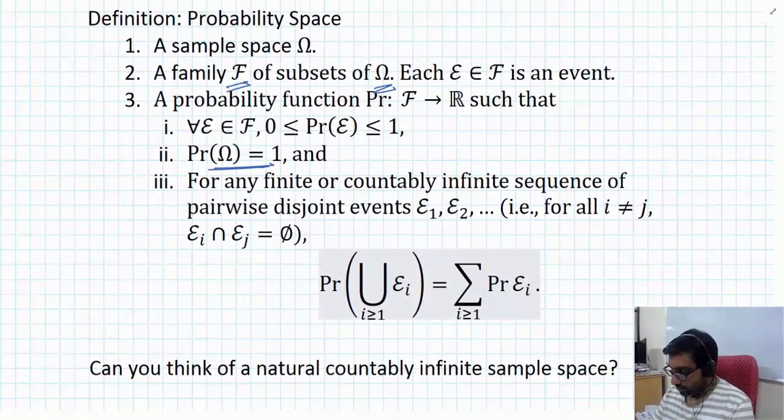And just a quick exercise. We talked about these events being finite or countably infinite. We've also seen a sample space where it had a finite number of simple events, rolling two dice. Can you think of a natural experiment where the outcome is a countably infinite sequence of events?